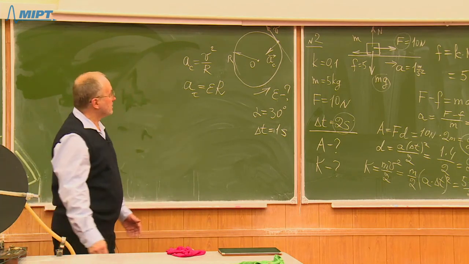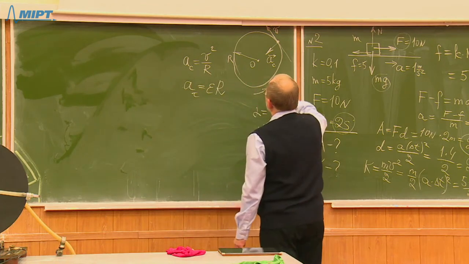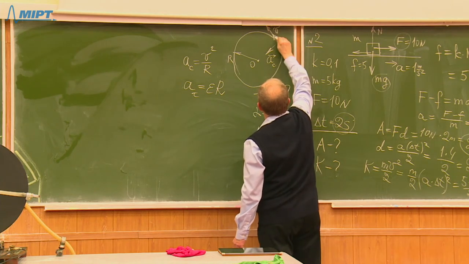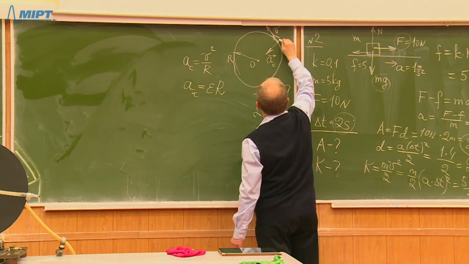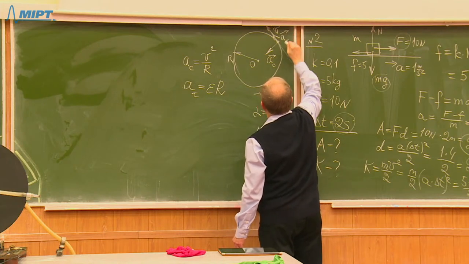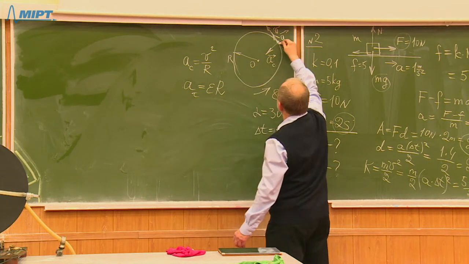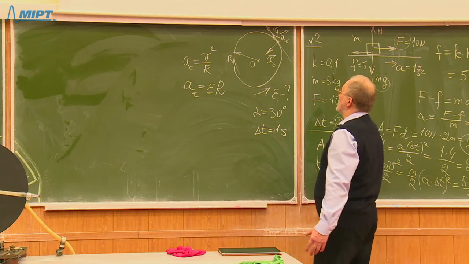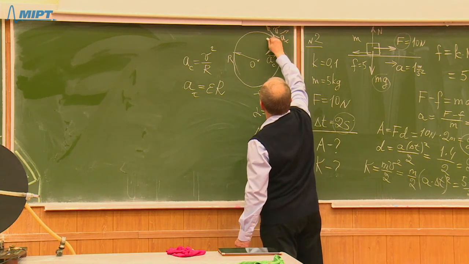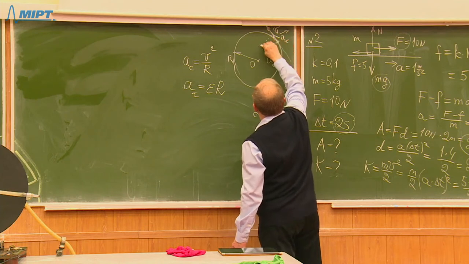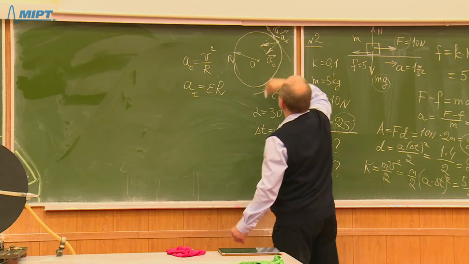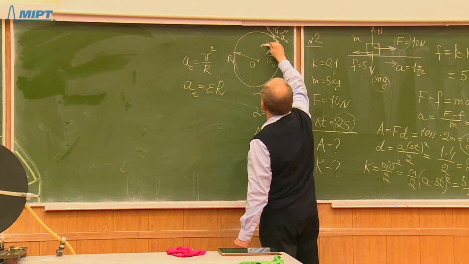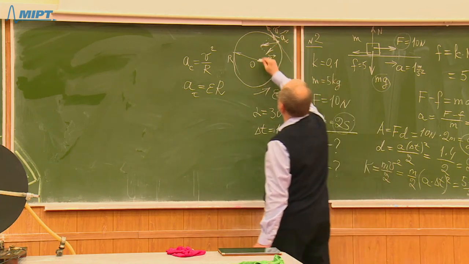And we discussed this kinematics of rotational motion. So we have tangential acceleration directed along the tangential line. That vector is the vector of tangential acceleration. And another acceleration is the centripetal acceleration directed to the center. So the total acceleration will be a vector sum of these two vectors. In order to find the vector sum, I have to build a parallelogram, in this case a rectangle, and the diagonal of this rectangular figure will be the total acceleration.